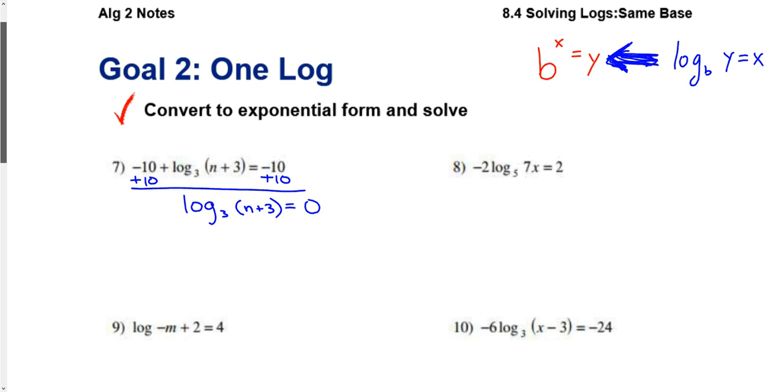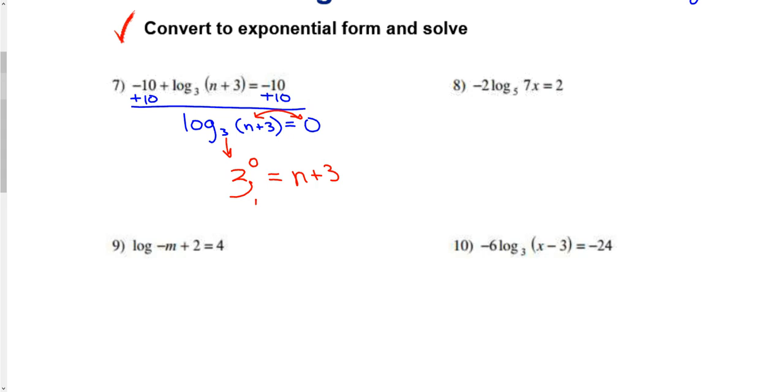So to convert this now to the exponential form, this 3 comes straight down and becomes a big one. And then we take these two and we switch them. So the 0 comes up here, and then the n plus 3 goes over here. Now we can solve. 3 to the 0 is 1. And then we just subtract 3 from both sides. So n equals negative 2.